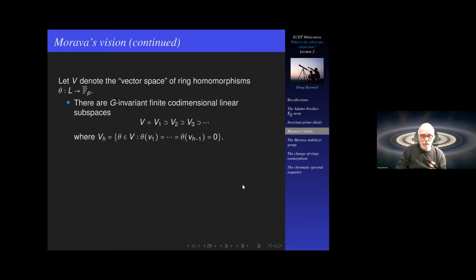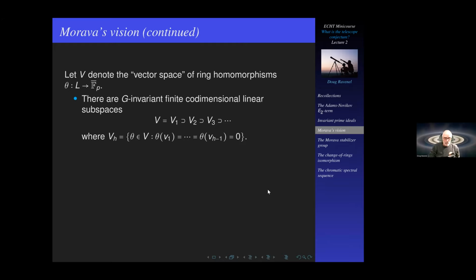Now, again, I want to emphasize that the particular choice of these Vs doesn't matter, because there's only one choice of V1, and in the other cases, the choice only matters modulo decomposables. So these subspaces are independent of any choices you have to make. So we will call this the Morava filtration of V. So it's a collection of finite codimensional subspaces. And the height H orbit is V sub H minus V sub H plus one. So it's the set of points that are in V sub H, but not in V sub H plus one.